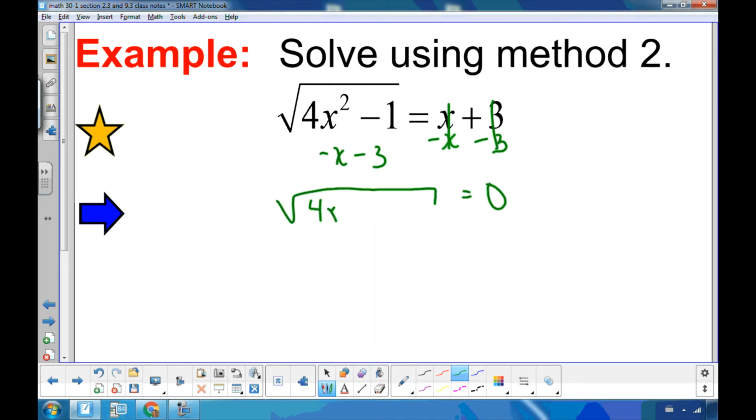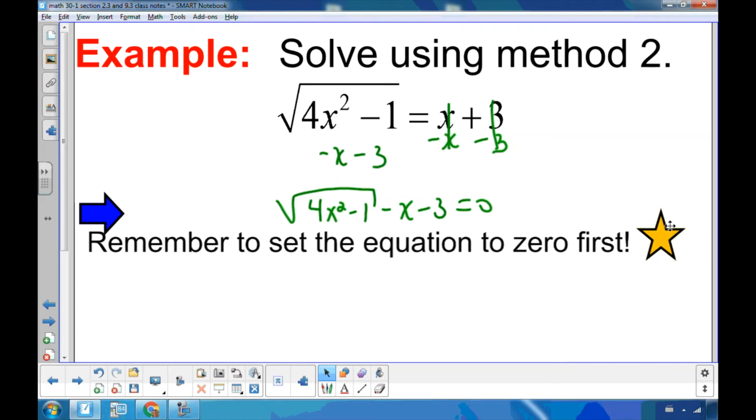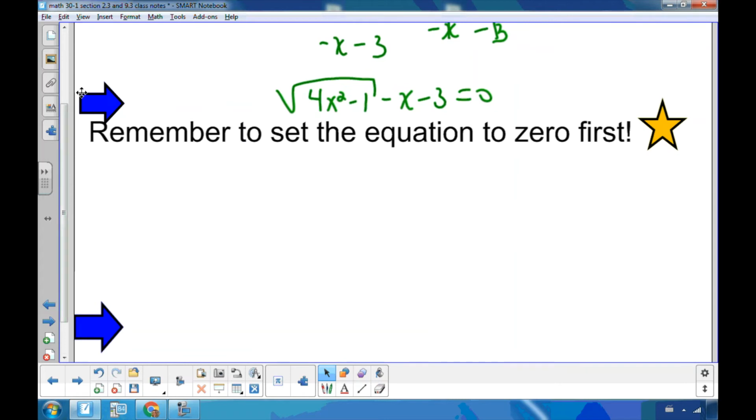And then I'm left with 4x squared minus x minus 3 equal to 0. I'm going to give myself a little bit more room here. So again, that very first step is to set the equation equal to 0. Now that it's set to 0, I can put this entire side into y1 and put the 0 into y2 and find out where they intersect.